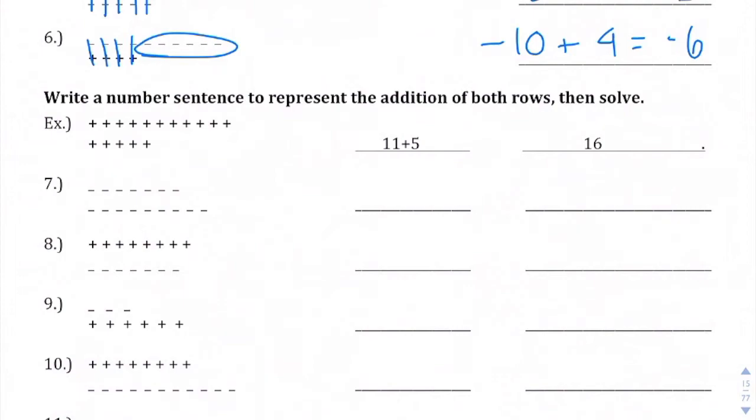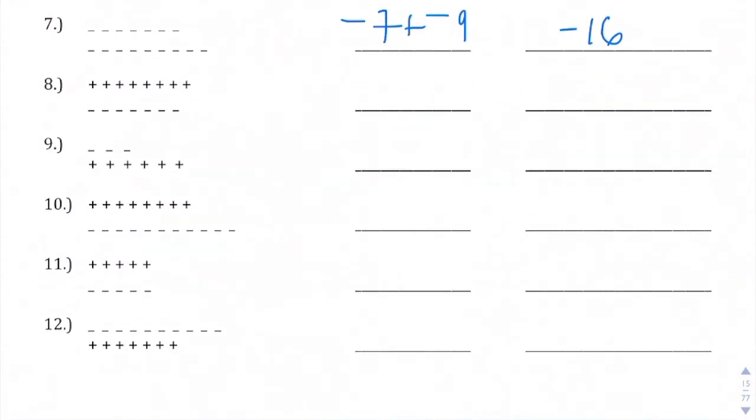Alright, I'm going to do an example from each section to show you what each section is looking for. This first section is looking for something similar to what we were doing up above. We want to look at how many negatives there are, how many positives there are. We're going to write the expression here. In this first one, there is negative 7 plus negative 9. How many negatives are there in total? Negative 16. In class we can go ahead and try the rest of those problems.